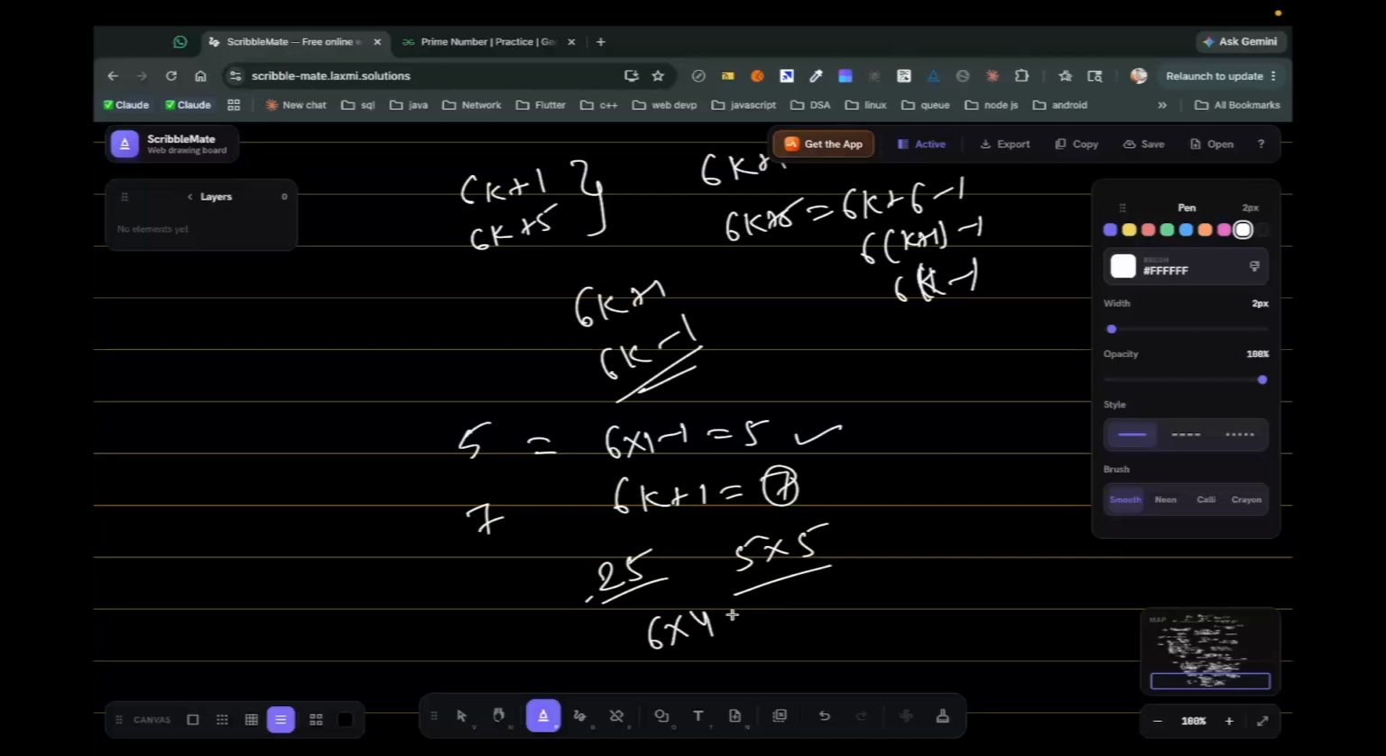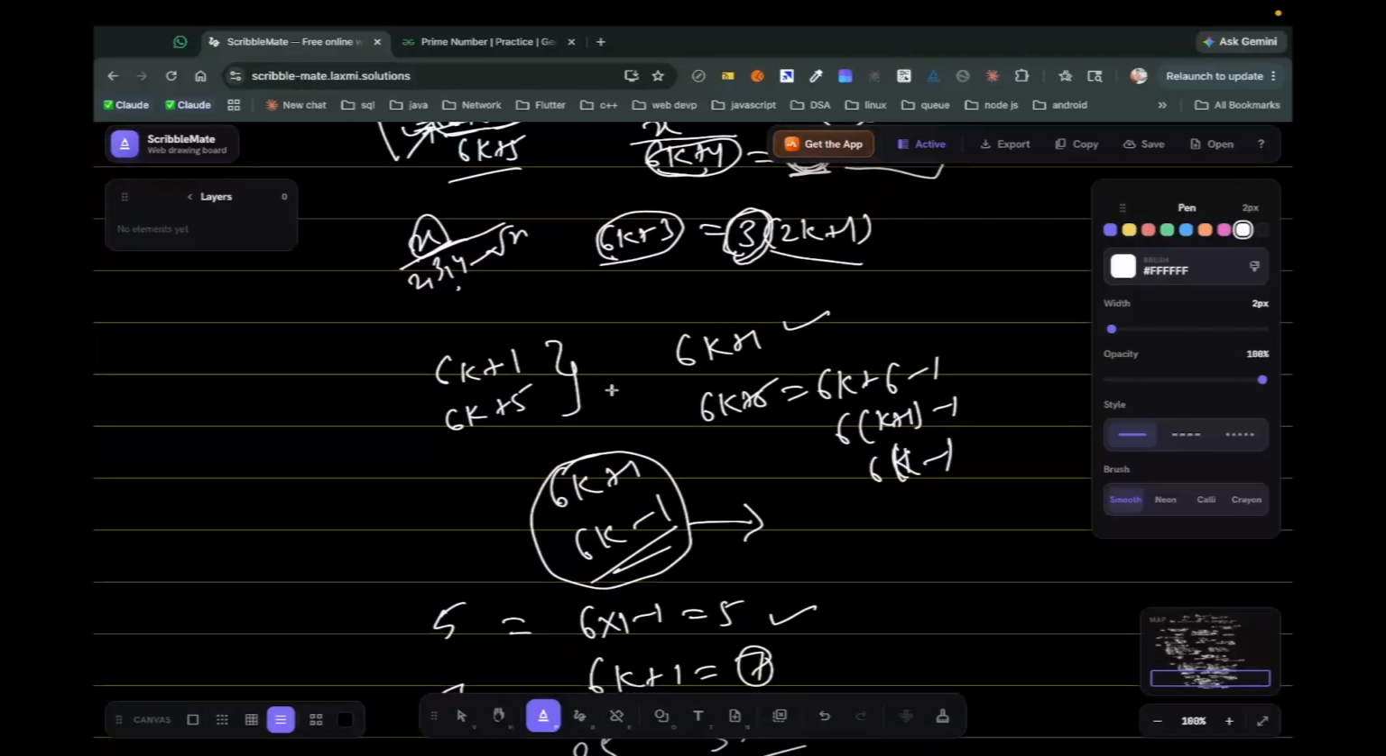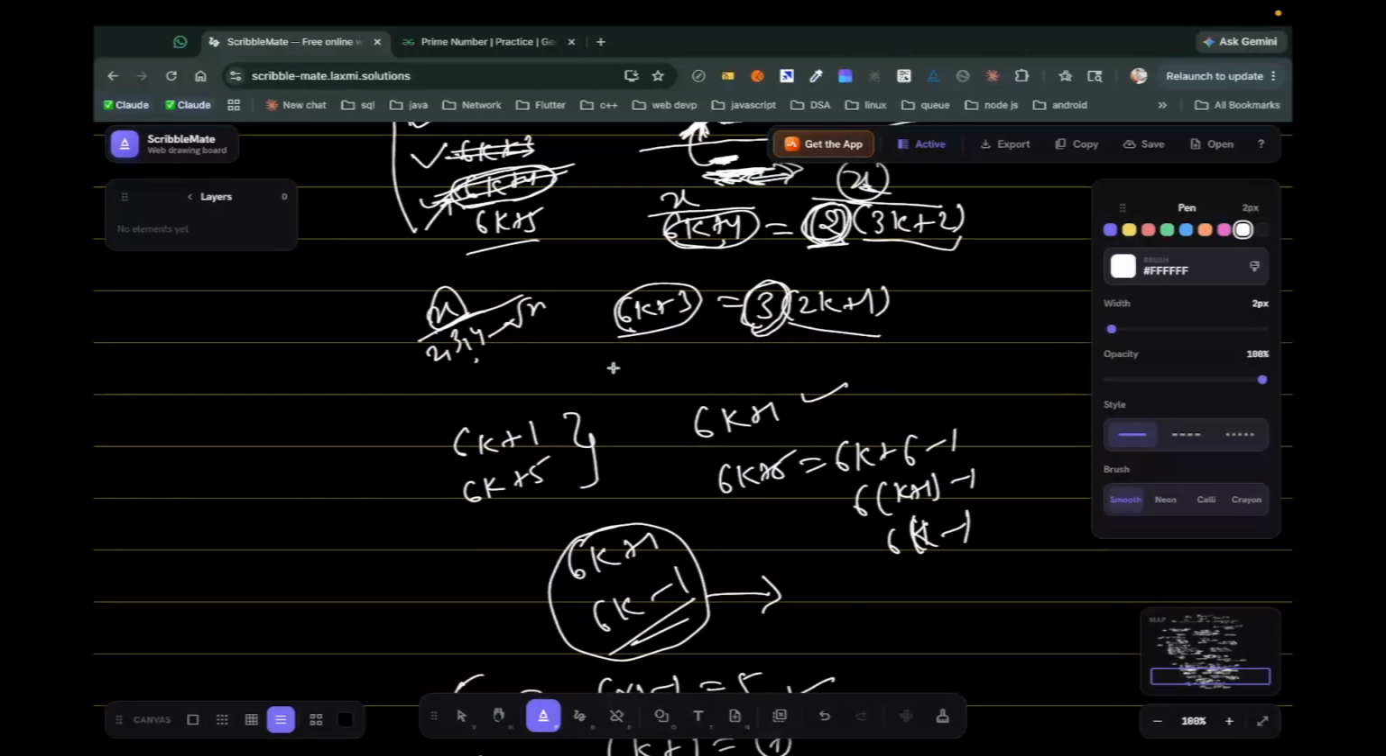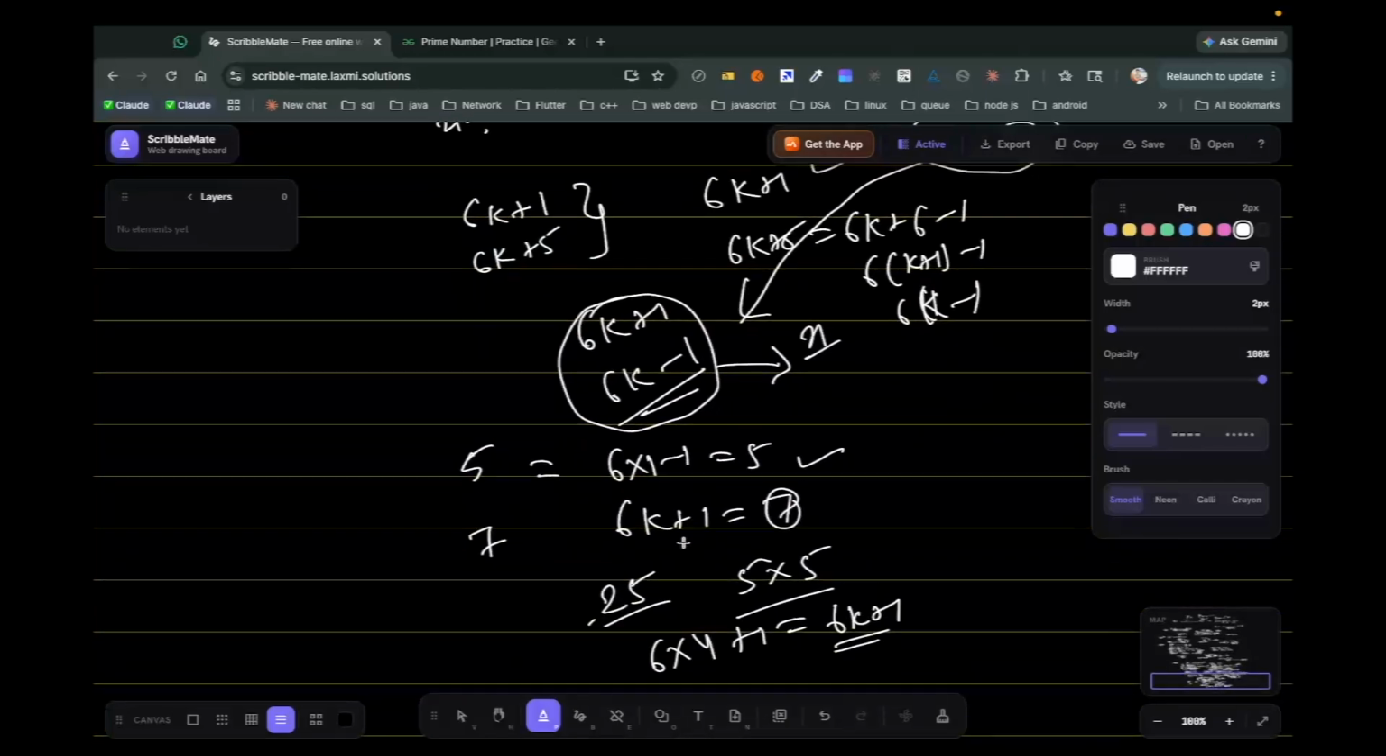But it is of the form 6k plus 4, where k is 4, right? So if a number is of the form 6k plus 1 or 6k minus 1, it is not necessarily a prime number, right? The only thing that I am telling you is that out of the range 2 to root x, it is only these numbers, 6k plus 1 and 6k minus 1, that can still divide x. That's what I am saying.